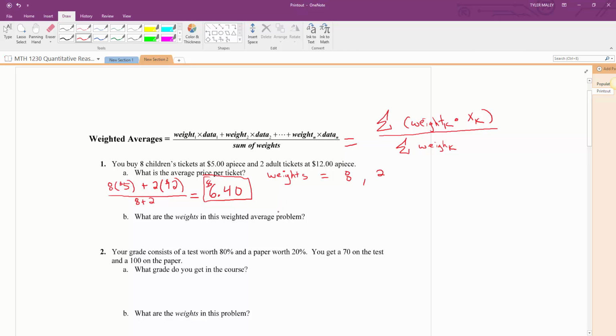Right. And then part B asks, what are the weights in the weighted average problem? Right, so we already told you this. It was 8 and 2. Right, were the weights.